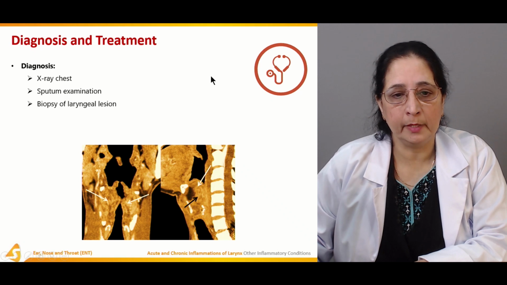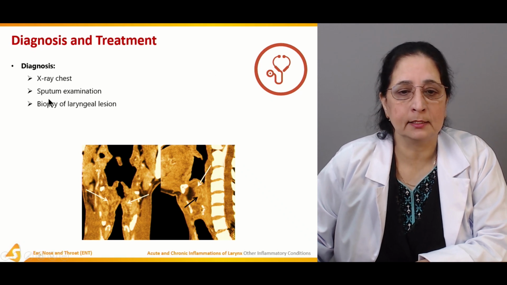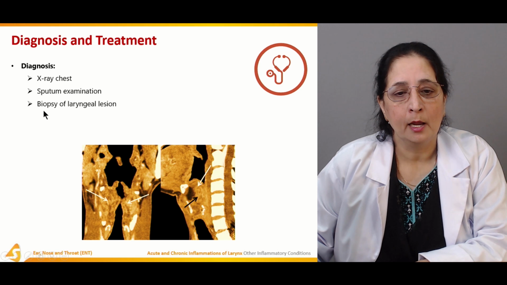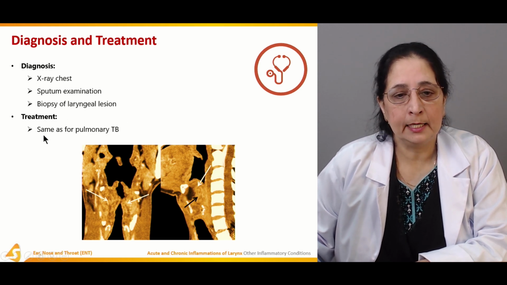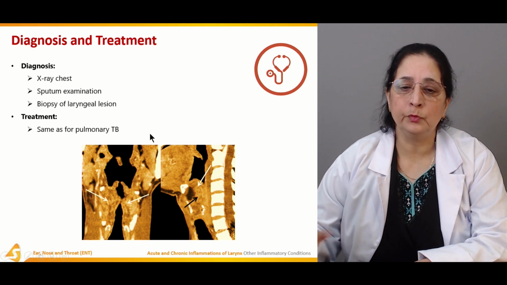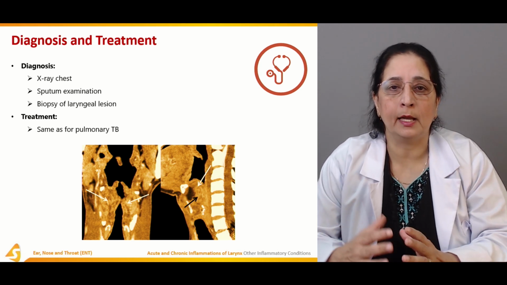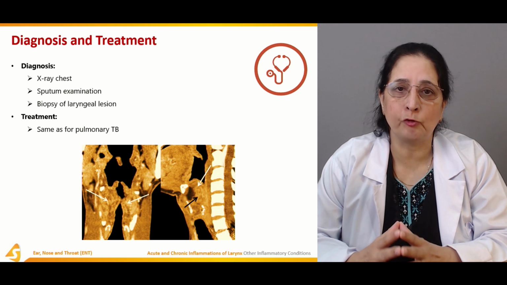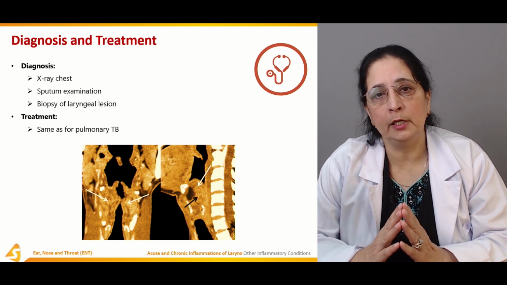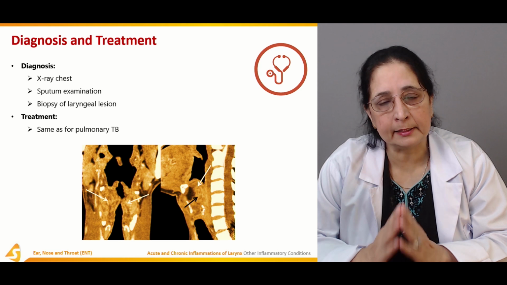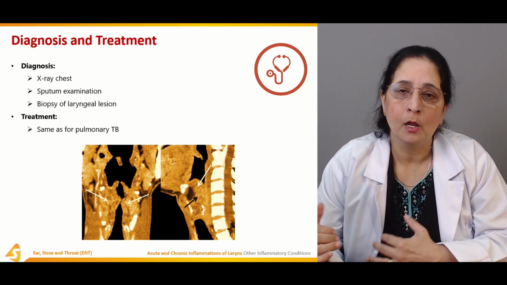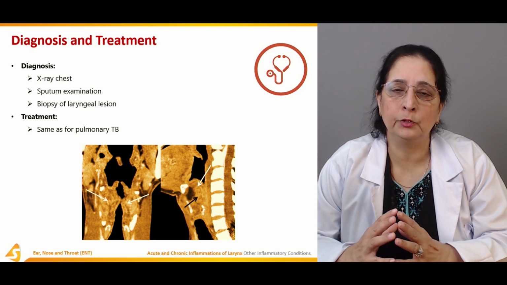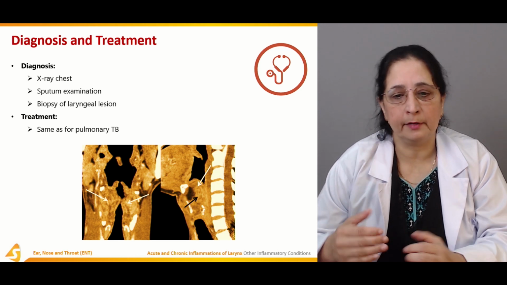Diagnosis is by X-ray chest, sputum examination, and biopsy of the laryngeal lesion. Same as pulmonary tuberculosis, treatment is by anti-tuberculous drugs. Anti-tuberculous medicines are effective, and if the treatment is continued for the full course, then usually the recovery is very, very good.